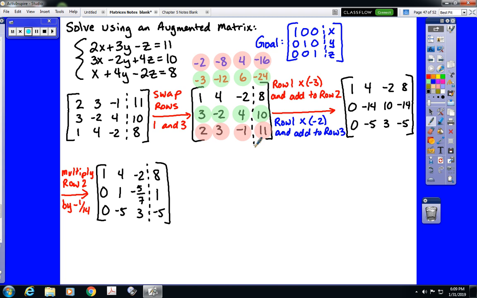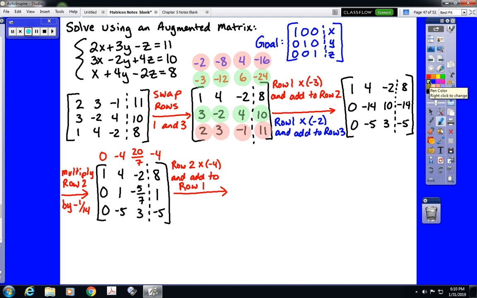I'm forgetting to put my dotted lines in here, but it's not like that really matters. Okay, now we're going to carry out another one of those double moves. We're going to do row 2 times -4 and add to row 1. I'll write those up above row 1. So row 2 times -4 would be 0, -4, and 20 over 7, and then -4. And I'm going to add those numbers to row 1.